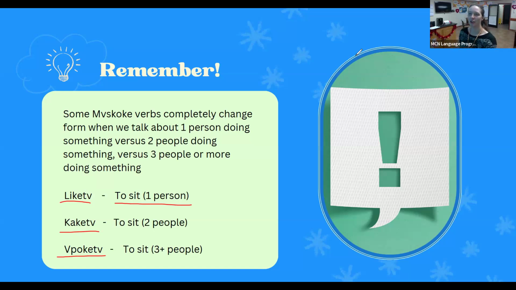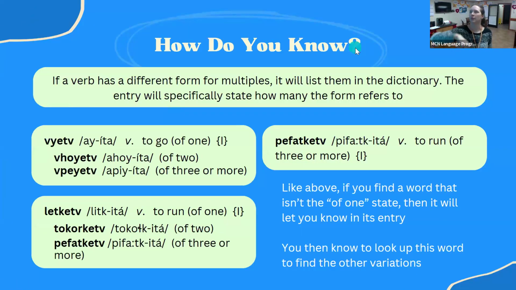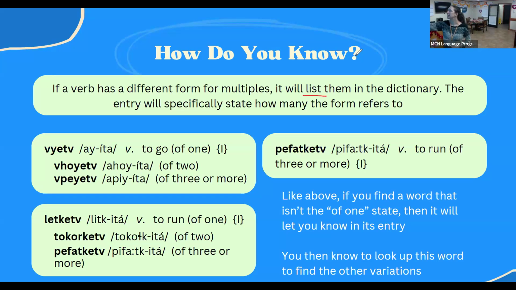Okay. So then in that case, how do we find it in the dictionary? How do we know if this is one of those words? If a verb has a different form for multiples, it will actually list them in that entry. And the entry will specifically tell you how many that form refers to. Very, very helpful. So our first one is ayida, a very common and important word. It means to go. We say this word all the time.